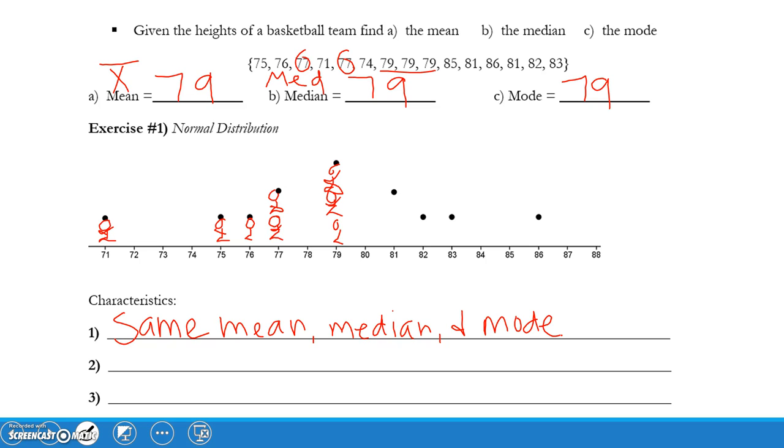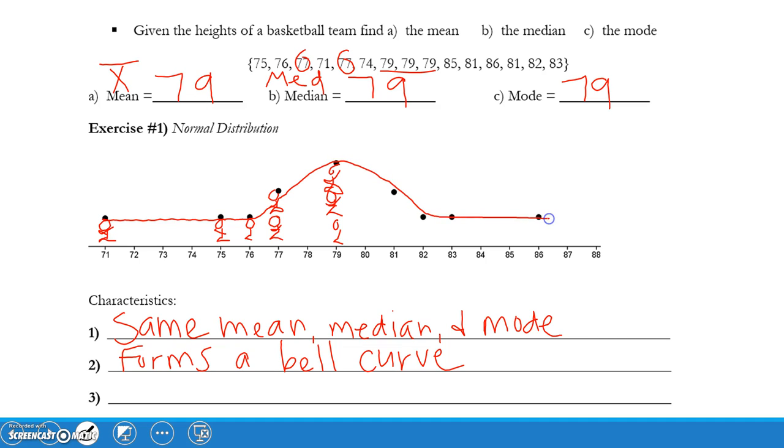The second characteristic is that it forms what's called a bell curve. So if we would play connect the dots here, that's the shape it makes. If you would graph things that had the same mean, median, and mode, it would always have this shape, and it gets its name because it kind of looks like a bell. There's my bell. The last thing is that it's symmetric. It's very symmetric, it's very clean data.